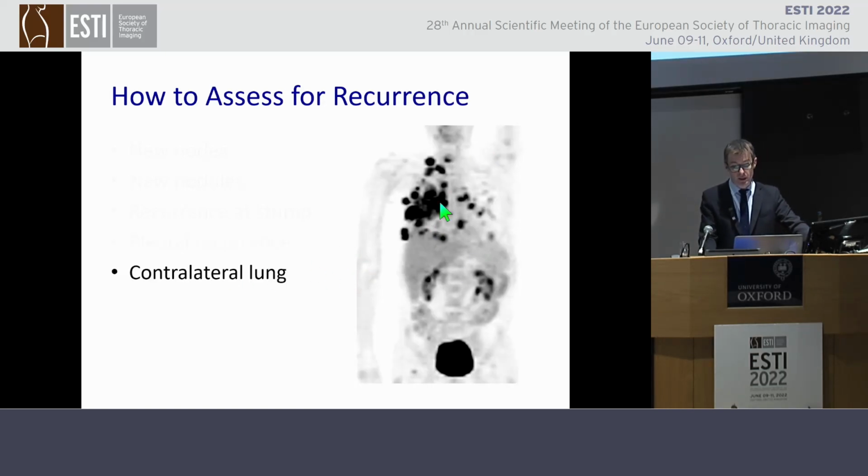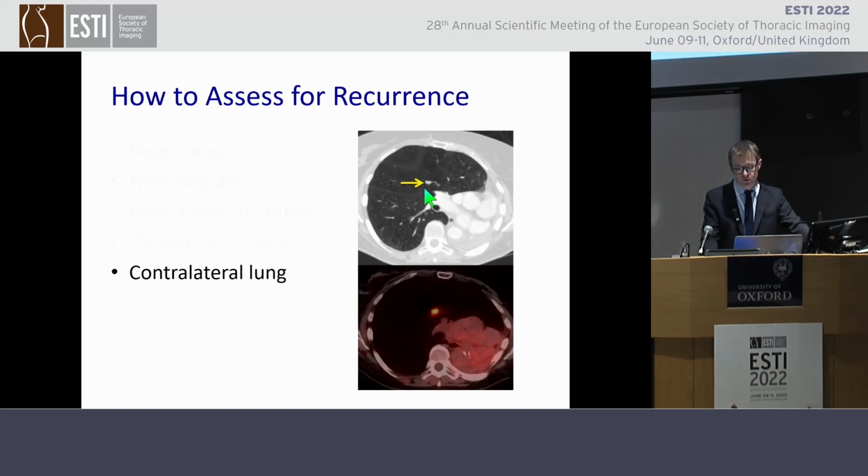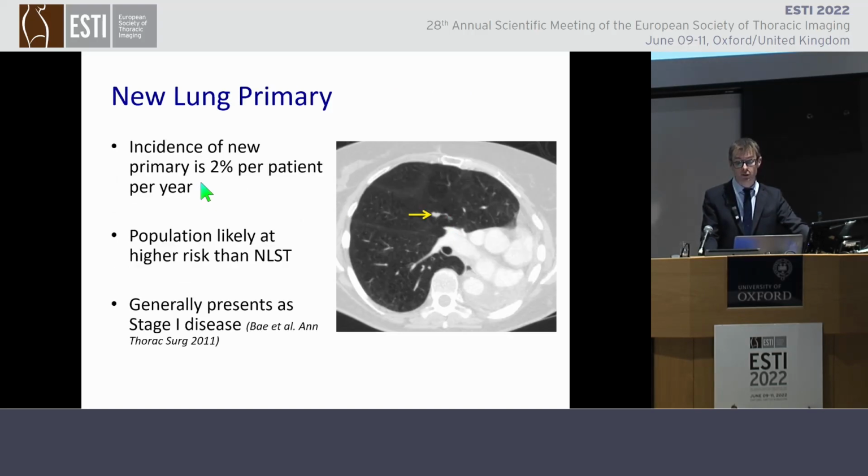In terms of the contralateral lung for recurrence, it's very easy in a case like this. The patient had left-sided surgery and has obviously had extensive right-sided recurrence. But in these cases, obviously, it's more difficult because you have an isolated abnormality in a patient who's had pneumonectomy. And we will usually treat these, if we don't see any evidence of metastatic disease, we'll usually call these a new primary lung cancer. And we know that the incidence of new primary cancers is about 2% per year.